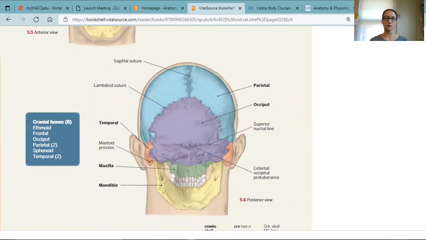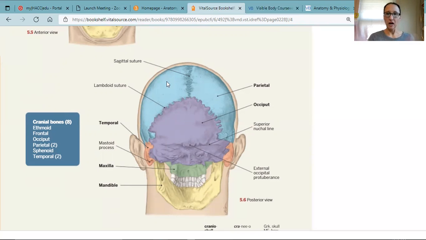Okay, so if we turn the skull around, we can see the rest of this. So we already talked about the frontal bone and the coronal suture. Now we are back here, so we're looking at it like this. We've turned the skull around. We can see these 2 bones here, and we can see this bone right here.